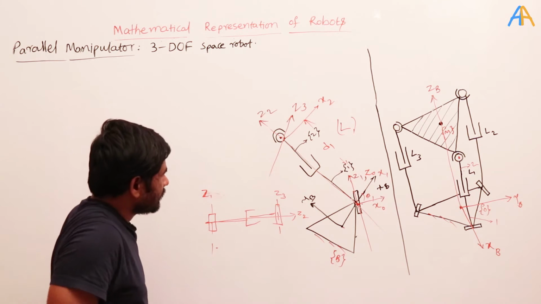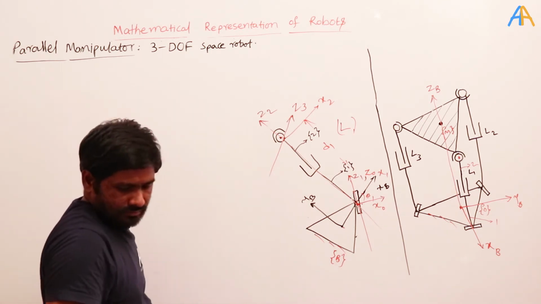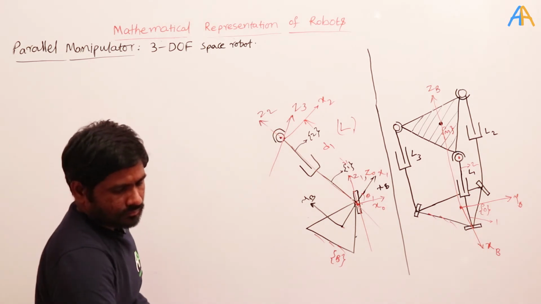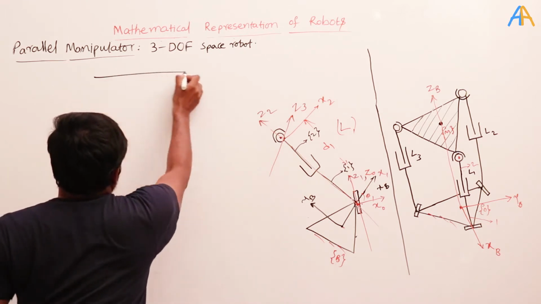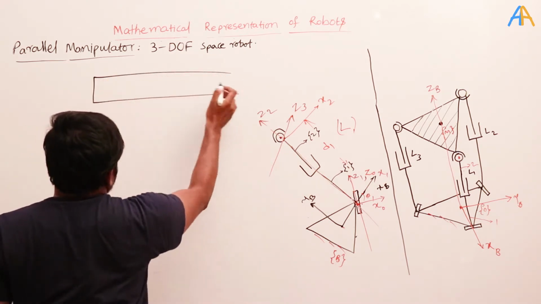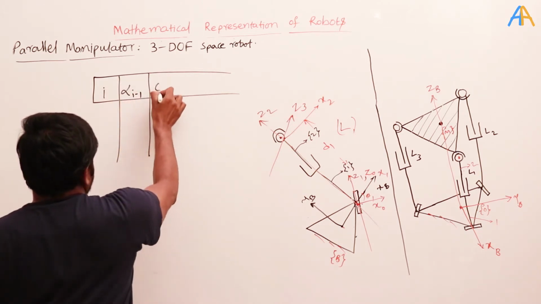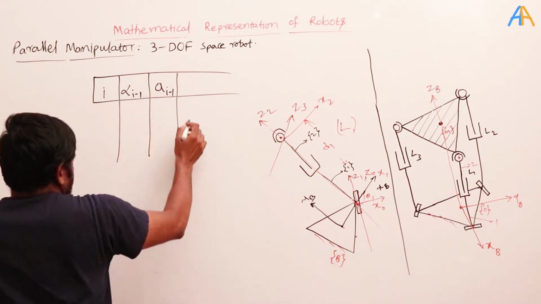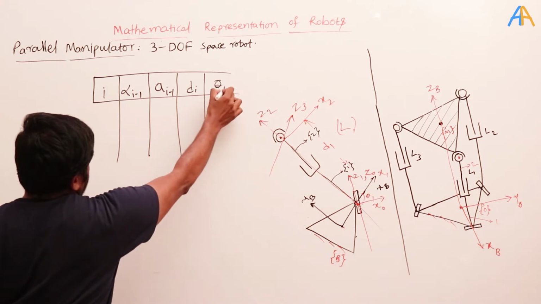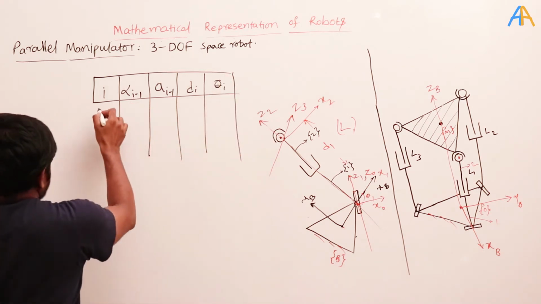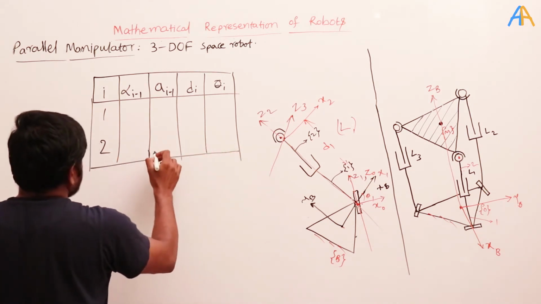So now we need to find out the DH parameters for this. Here, for the DH parameters, how many links are there? So this is alpha i minus 1 and a i minus 1, and this is the d i, this is the theta i. Okay, this is alpha i minus 1. So 1, 2, only 2 links are there. Okay, this is the 1 and this is 2.